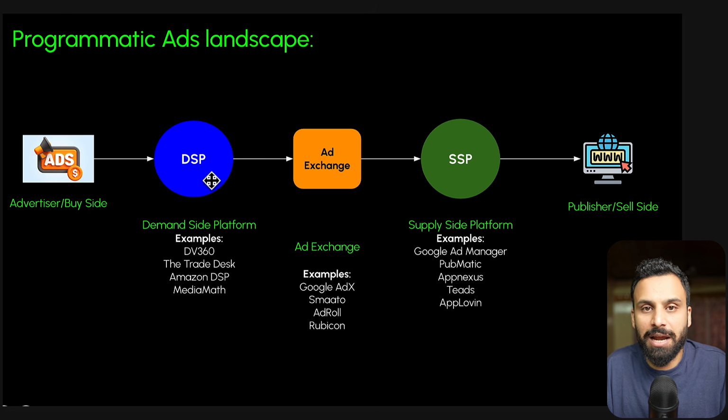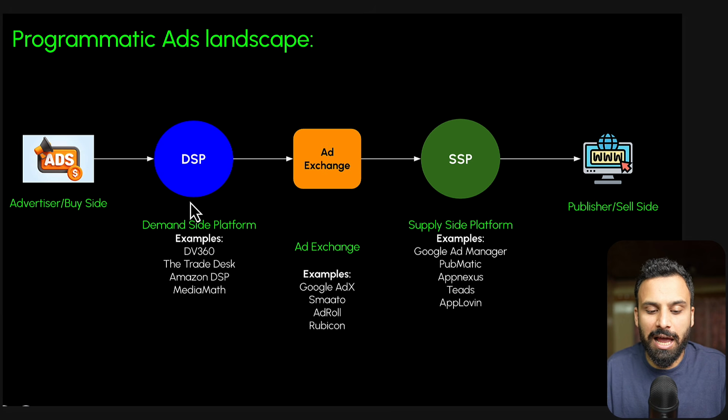DSP is basically a platform. It's a piece of technology. It's a tool that basically helps the advertisers to buy this ad inventory or ad slots programmatically. Examples of demand side platforms are DV360, for which we have this whole course, and other tools like The Trade Desk, Amazon DSP, MediaMath. These are the biggest ones. DV360 is probably the biggest one.